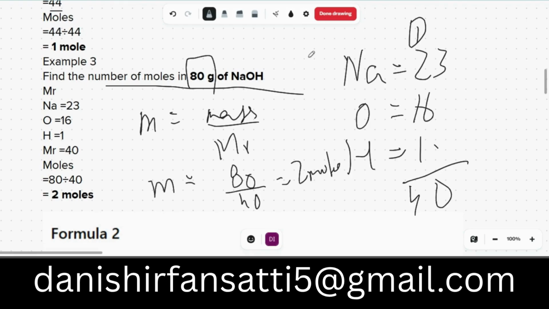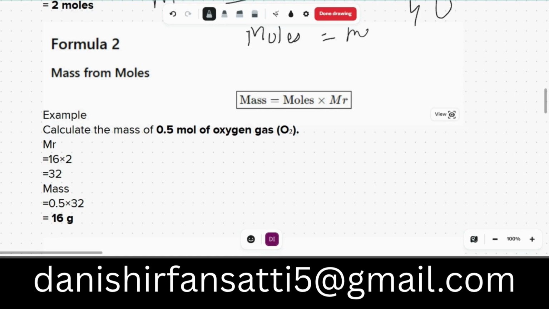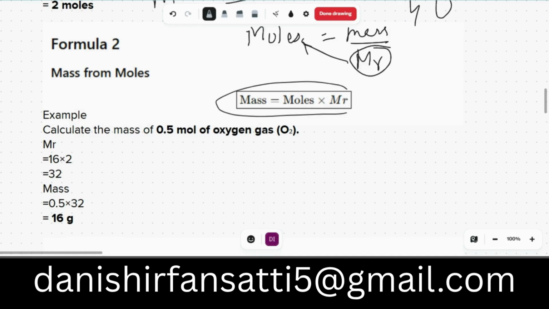Now the second formula, mass from moles. That is quite simple: mass is equal to moles times Mr. We haven't done anything new, we just rearranged the formula moles is equal to mass divided by Mr. We move Mr to the other side, where it was dividing, so it is now multiplied with the number of moles.